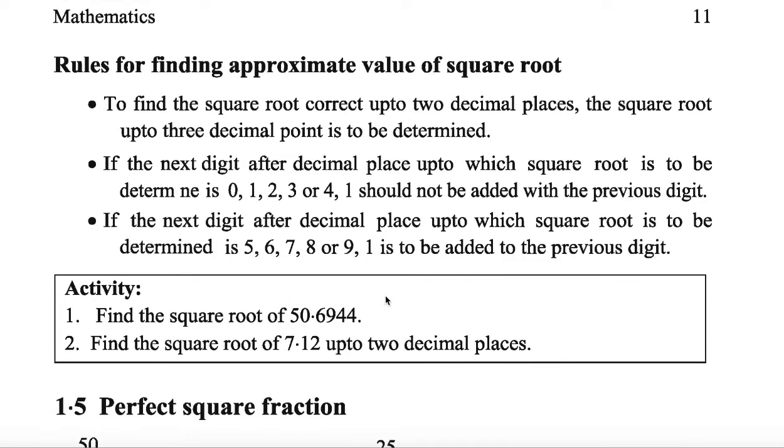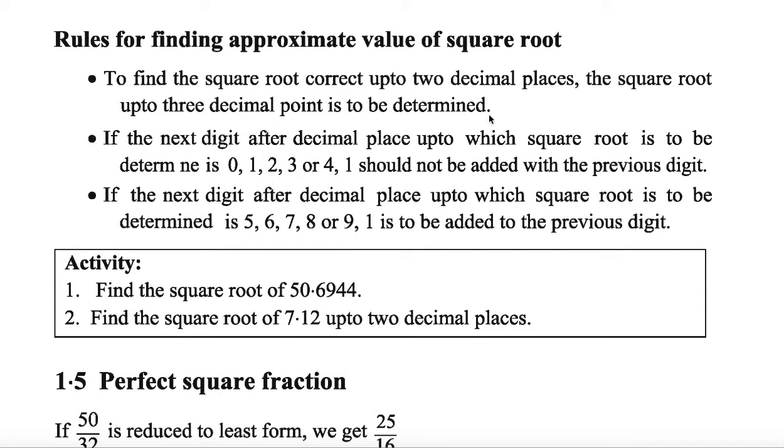Rules for finding approximate value of square root. To find the square root correct up to 2 decimal places, the square root up to 3 decimal points is to be determined. If the next digit after the decimal place up to which square root is to be determined is 0, 1, 2, 3 or 4, 1 should not be added with the previous digit. If it is greater than 5 or equal to 5, you have to add 1 to the previous digit.